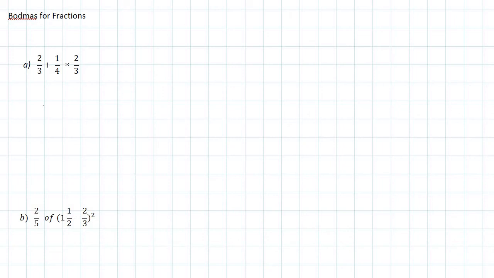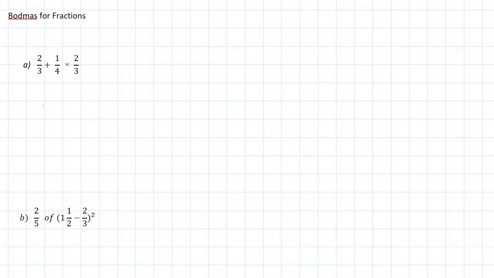Okay, so let's have a look at how to use BODMAS for fractions. BODMAS you've maybe seen written as BIDMAS, PEMDAS, BEDMAS, lots of different things, but it's just the order of operations we do when we've got more than one kind of calculation. So for example, in this first question we've got an add and a multiply.